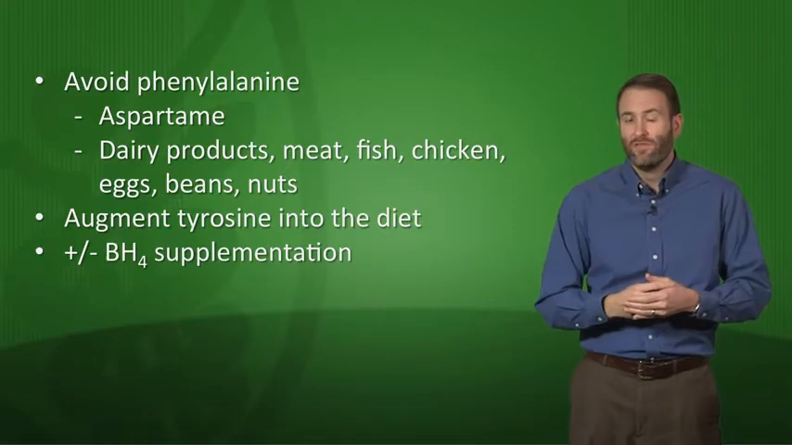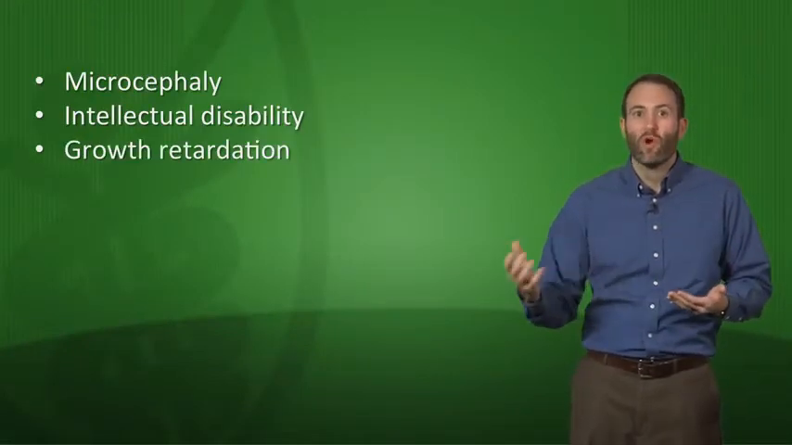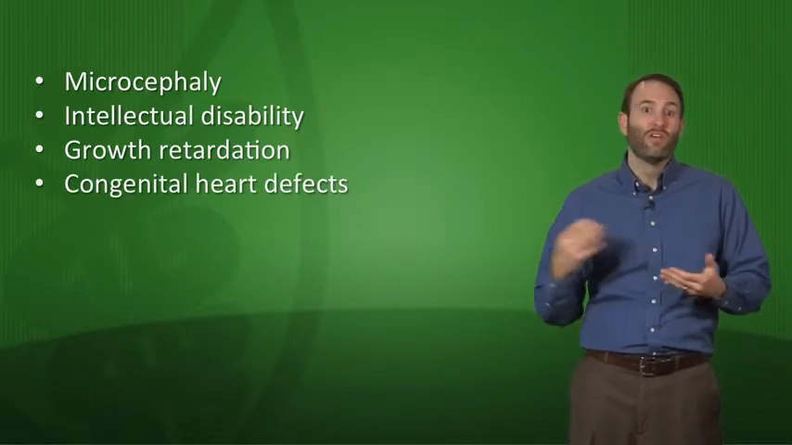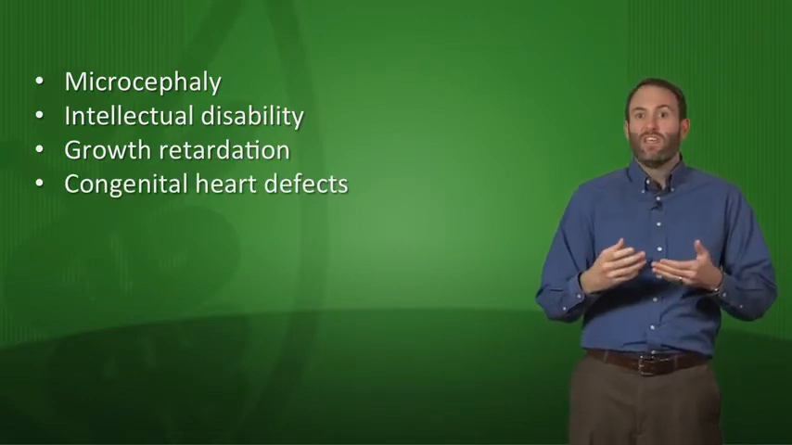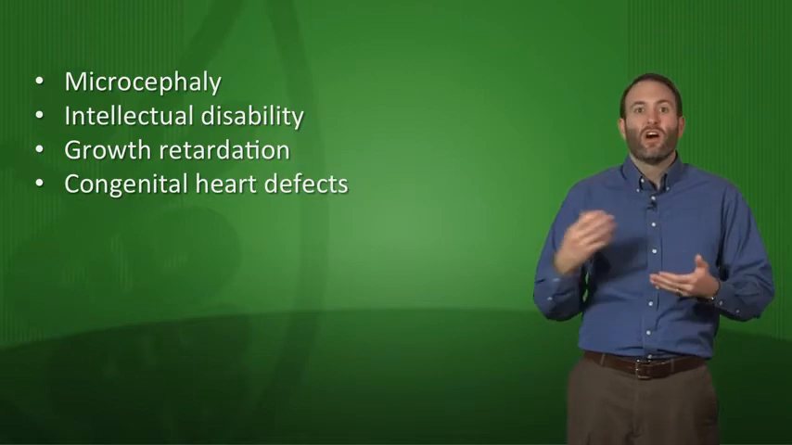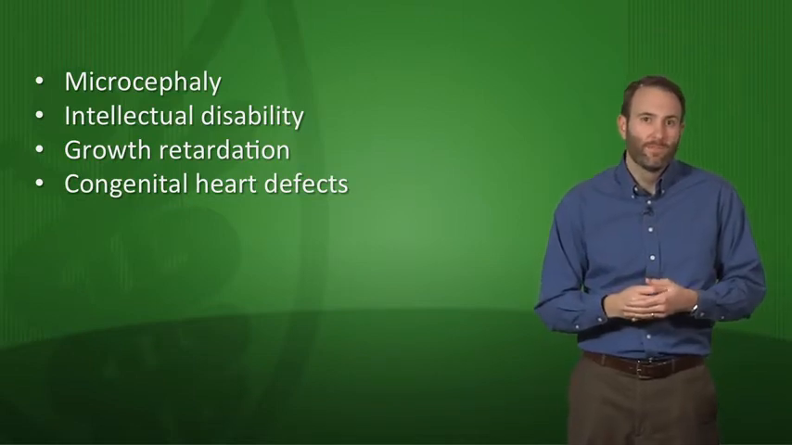Now, what would happen to the infant of a pregnant mom that has PKU that's been maybe managed relatively well her whole life, and then for whatever reason, while she's pregnant, she decides that, well, it's too difficult and she doesn't want to manage it very well at that point. What would happen in that case? Well, the infant unfortunately would have microcephaly, some intellectual disability as well, growth retardation, congenital heart defects. So these phenylketones and phenylalanine can be quite toxic to the developing fetus.